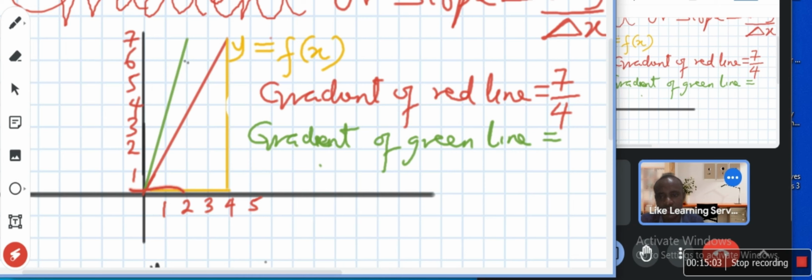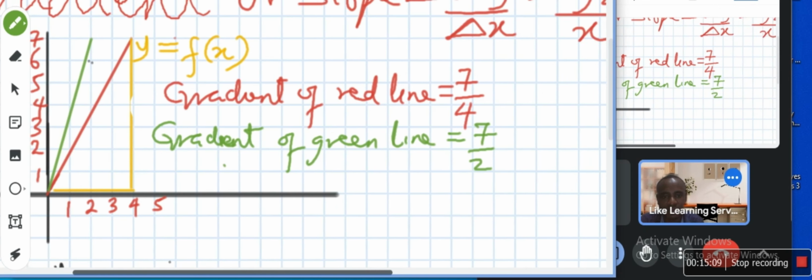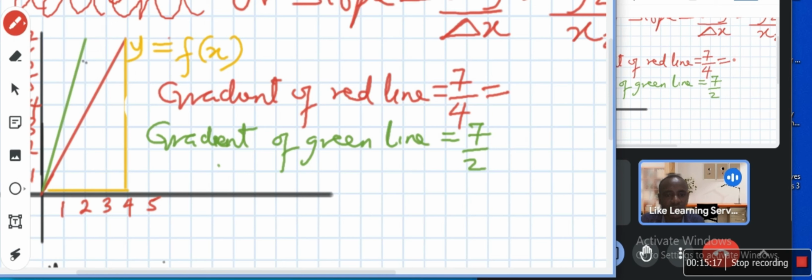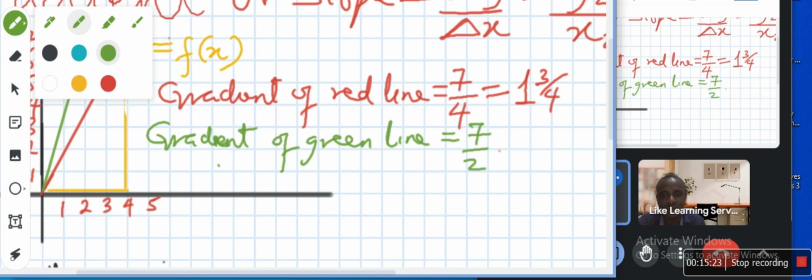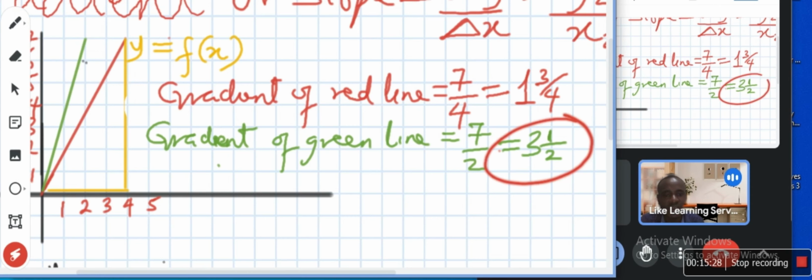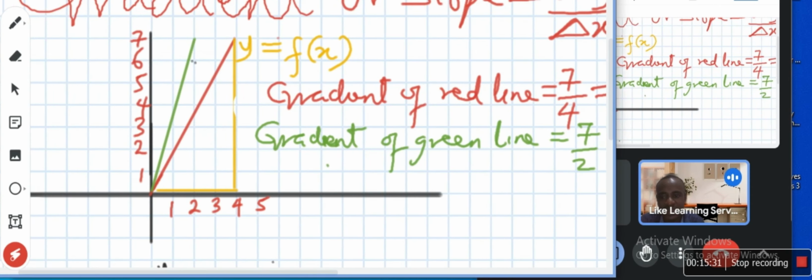What's 7 over 2? 7 over 4 and 7 over 2, which one is bigger? 7 over 2 is bigger. 7 over 4 is 1 whole number, 3/4, while this one is 3 whole number, 1 over 2. So obviously the green one is bigger because it is steeper. If you're climbing a hill like this, and your friend is climbing a hill like this, obviously yours is steeper. It will be more difficult to ride a bicycle up this hill.